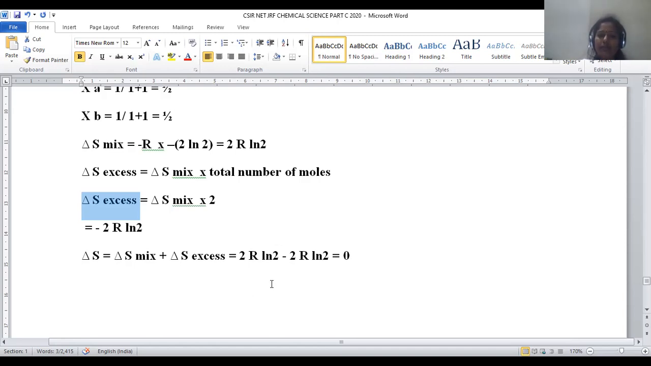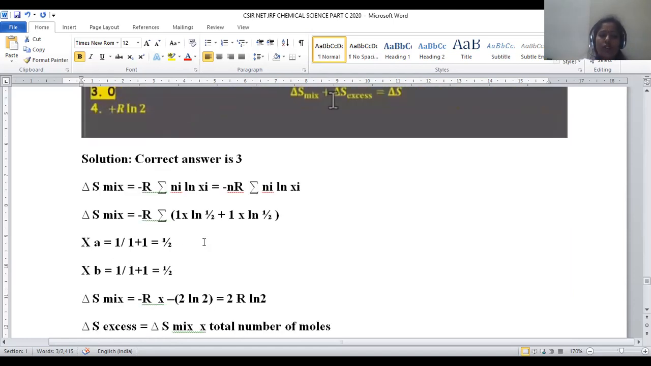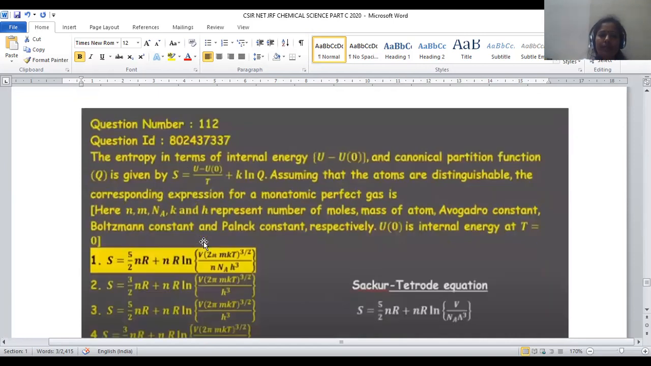1 minus 1 will become 0. In the same way, 2R ln 2 minus 2R ln 2 will become 0 only. That's the reason why for question number 111, option number 3 will be the right answer. 0 is provided in option number 3. So let us move on to question number 112.